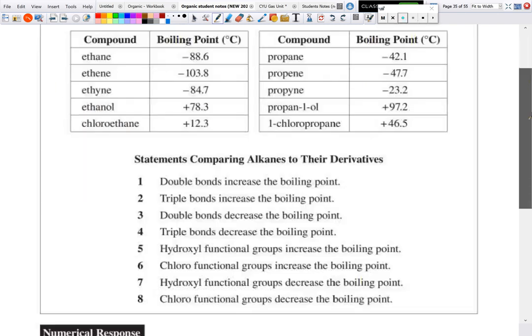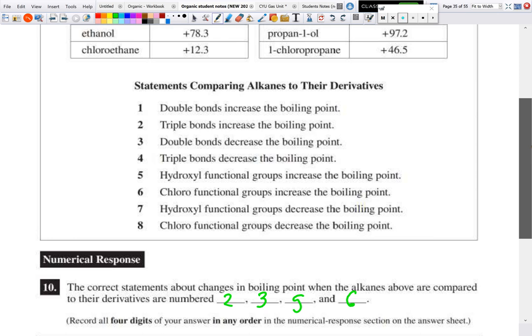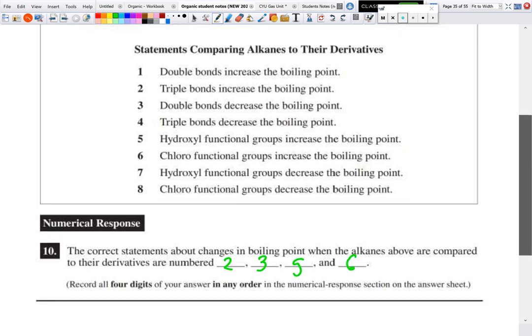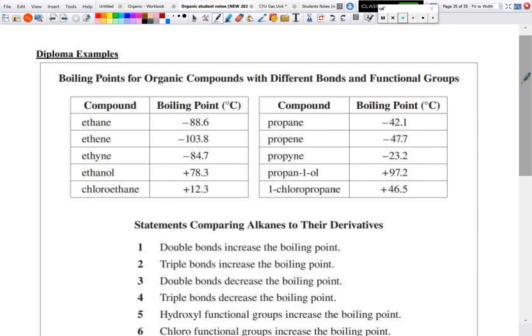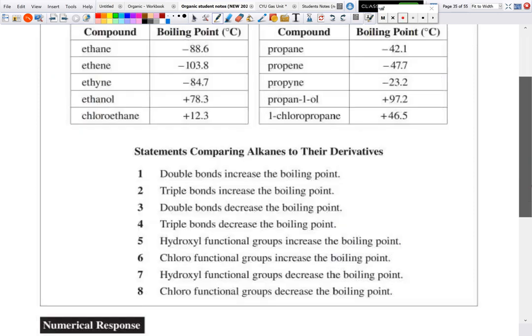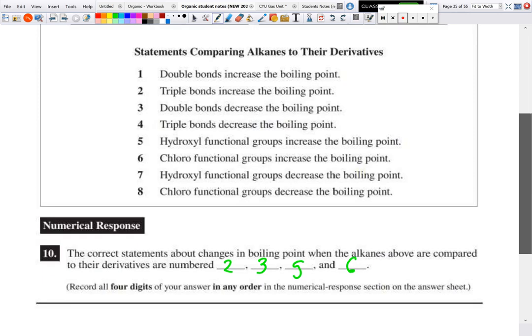All right, so for the first one, the answers you should get is 2, 3, 5, and 6. So of course with that, you're kind of just looking at this right here. You can tell that triple bonds increase boiling point because we're starting with our normal one right here. So it's negative 88.6 and it jumps up to negative 84.7. Same thing with our propane and propyne one. And we can tell the same thing with double bonds decreasing the boiling point. We have the hydroxyl functional group increase the boiling point, and chloro functional group increases the boiling point as well.